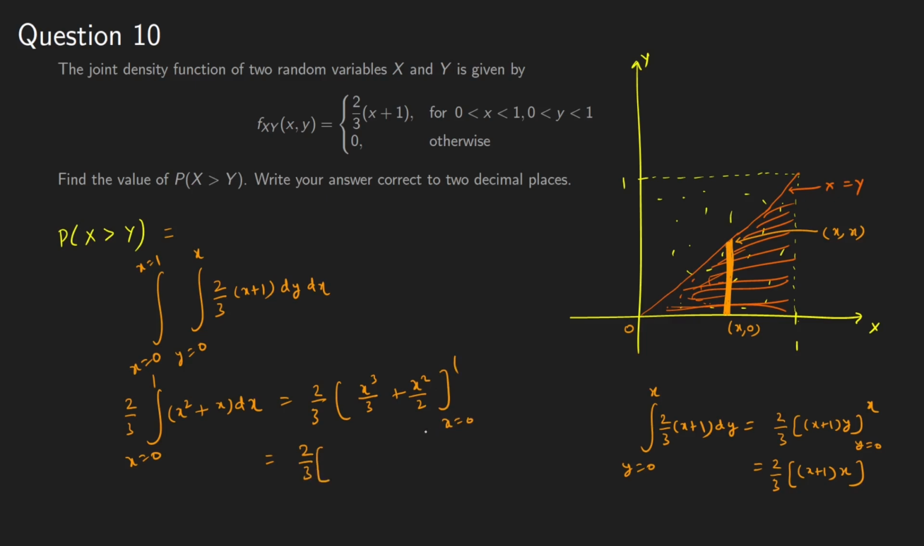So if we put x equals 1, it will be 1 by 3 plus 1 by 2. So it will be 5 by 6. So 2 by 3 times 5 by 6 will be 10 divided by 18. So this is the probability that x will take value greater than y.